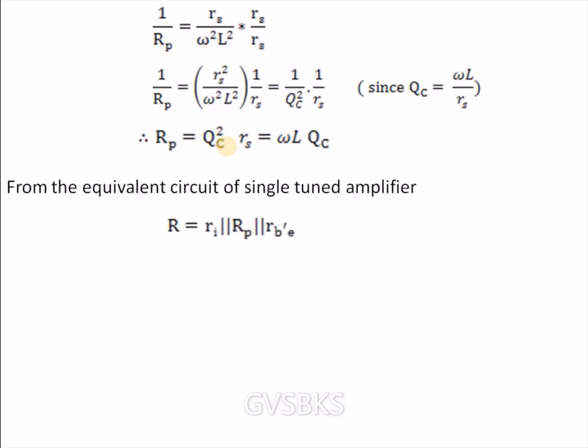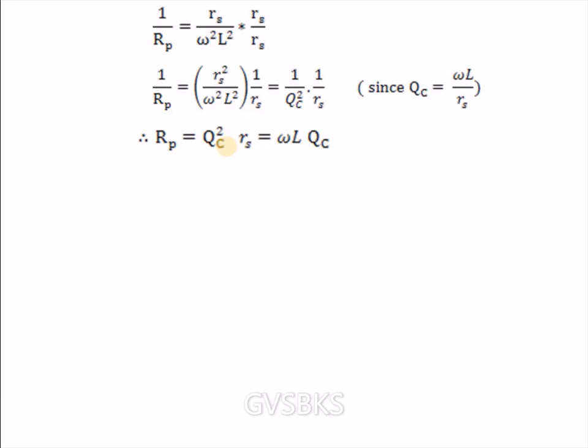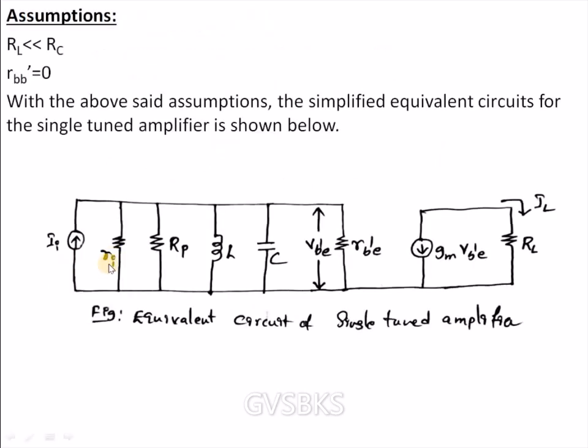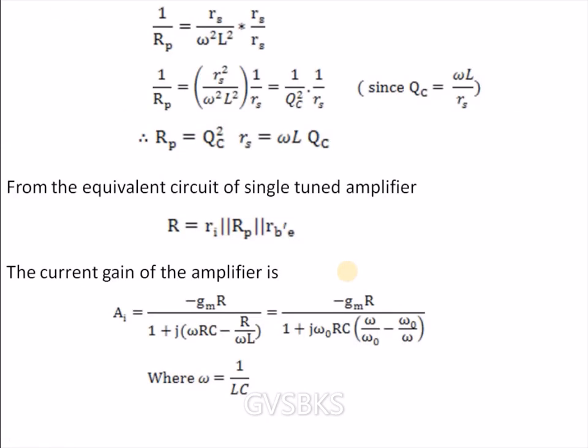From the equivalent circuit of a single tuned amplifier, we can write the equation for the input resistance R, which is a parallel combination of Ri parallel Rp parallel Rb dash E. So in this circuit, R can be written as Ri parallel Rp parallel Rb dash E. Therefore, the current gain of the amplifier is given as Ai is equal to minus Gm into R divided by 1 plus j omega Rc minus R by omega L. Omega naught is the frequency of oscillations.